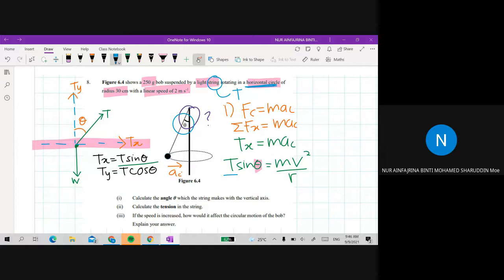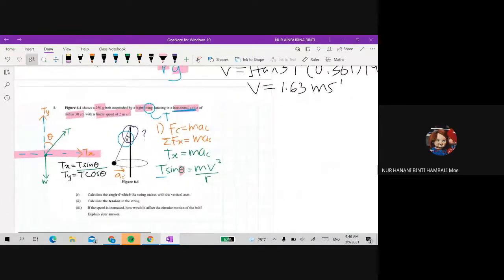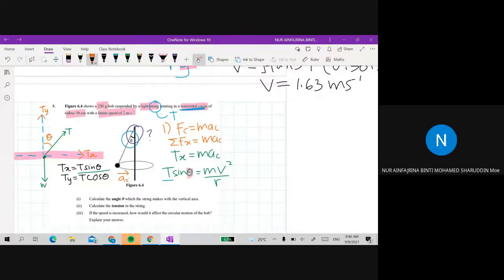Kita tak tahu tension. Jadi macam mana nak cari? We know our mass, we know our linear speed. Kita tahu radius kita. But kita tak tahu tension. Macam mana nak cari tension? How? Cari summation of Y component. Very good. So cari pula summation of Y component equals to 0.